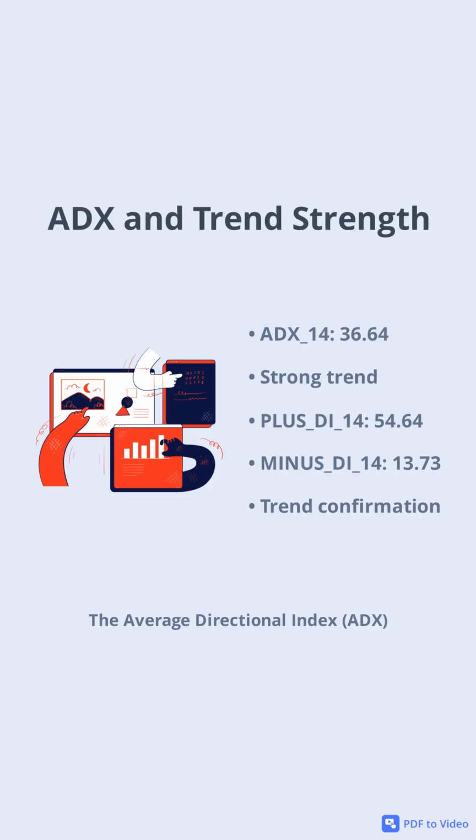The Average Directional Index, ADX, measures the strength of a trend regardless of direction. DJT's ADX 14 is at 36.64, indicating a strong trend. The ADXR 14 is even higher at 40.97 and the DX 14 is at 59.85. These readings confirm that the current trend is robust. The plus DI 14 at 54.64 and minus DI 14 at 13.73 further suggest that the trend is upward. ADX is a valuable tool for distinguishing between trending and ranging markets.